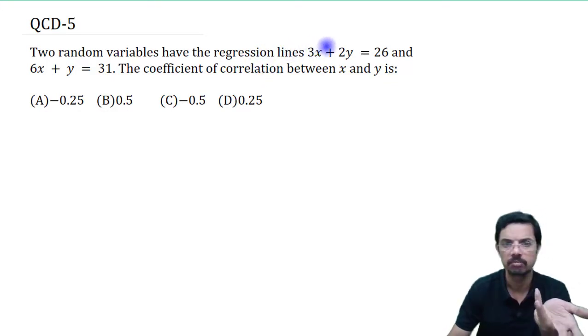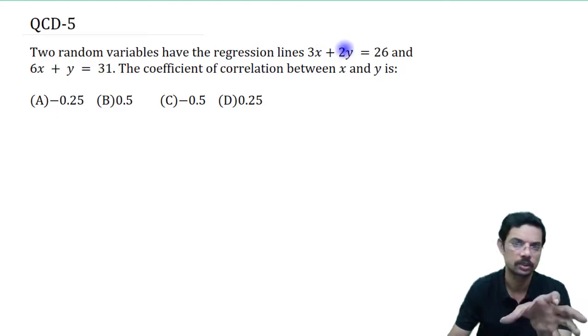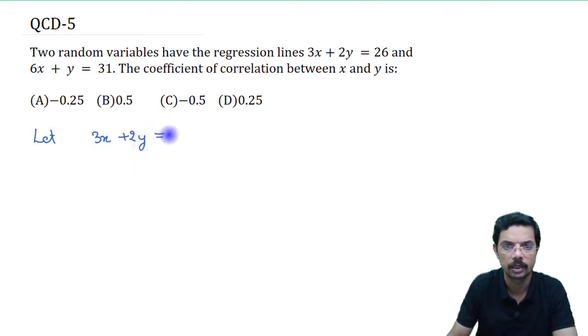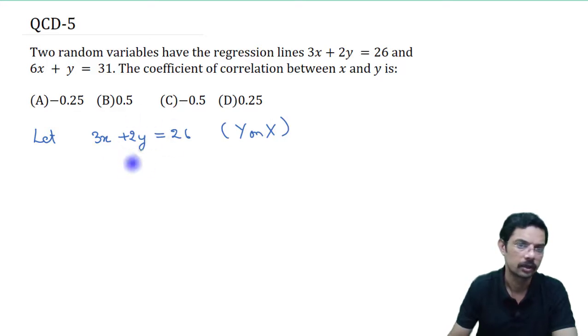Here we have the regression lines. For the first one, we don't know which one is x on y and which one is y on x. So let me assume that 3x plus 2y equal to 26 is for y on x. Then we can have the regression coefficient from this. And how to do that?